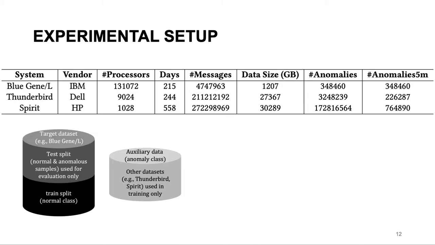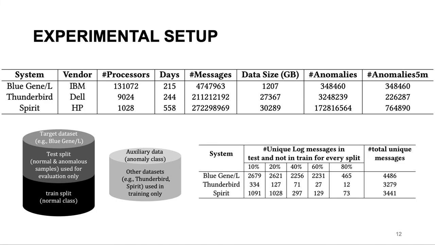We always split the data in this way. We have a target data set, for example, the Blue Gene. We split it into a train and test split. The train split contains only the normal class, and the test split contains normal and anomaly classes, and this is used only for evaluation. The auxiliary data is the anomaly samples from the other data sets. We can use this because these 3 data sets are from different vendors and they have all different kinds of logs, normal and anomalous, so they don't have any overlap between them.